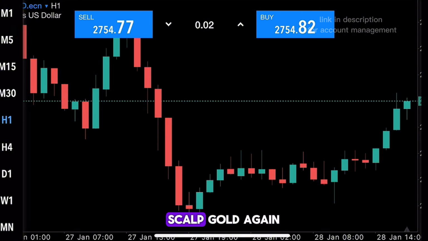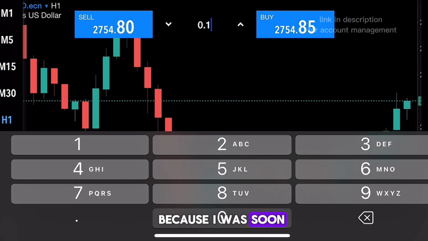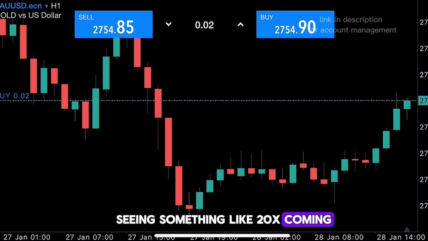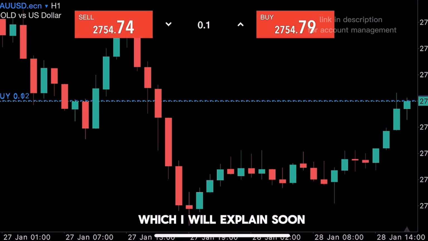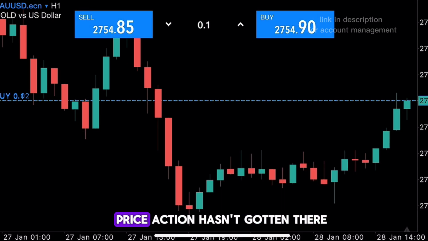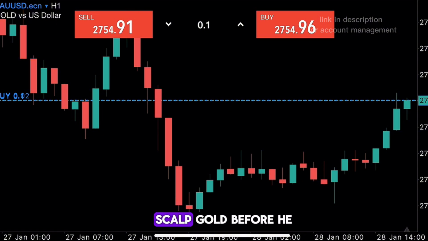And I decided to scalp gold again because I was seeing something like 20x coming. And the next trade, which is on GBPUSD, which I'll explain soon, the price action I haven't gotten there, so I wanted to scalp gold before it gets there.